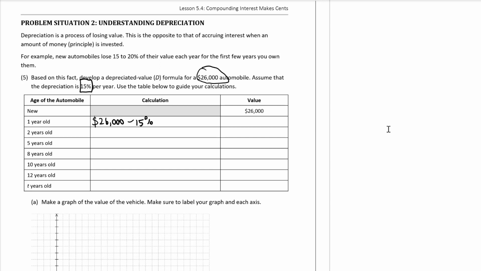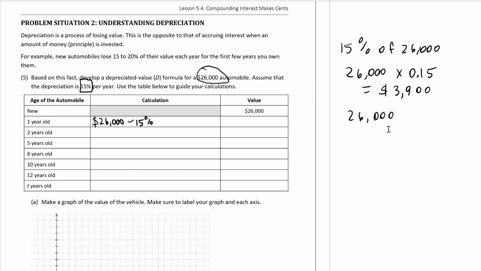So once again, if you did this by taking 15% of 26,000, by multiplying 26,000 times 0.15, what is this equal to? 26 multiplied by 0.15 gives me 3,900. And then you take 26,000 and subtract 3,900. That's fine. You understand what percentages mean. Excellent job. But we need to do better than this in this class.